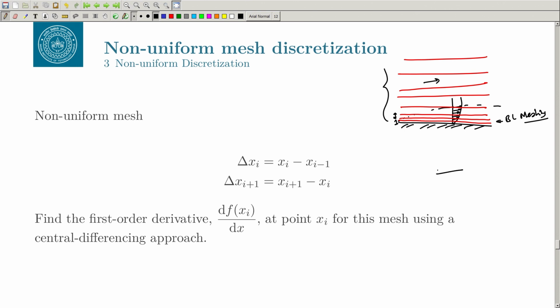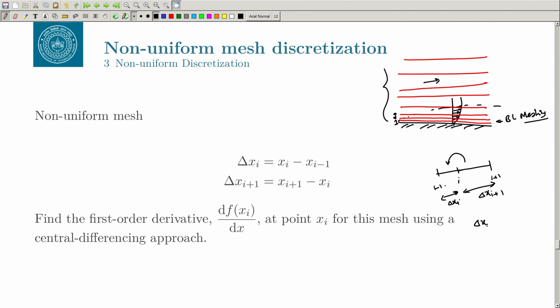So, you have one on this distance and another let us say here, okay, and thus the ratio between the two is called the stretching ratio. So, you can call it, if this is I and this is I plus 1 and this is I minus 1, right. So, you can call this as delta x I, and this is your delta x I plus 1, and similarly delta x I plus 2 will be different, delta x I plus 3 will be different, right.